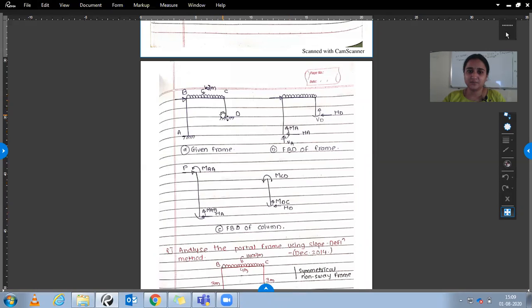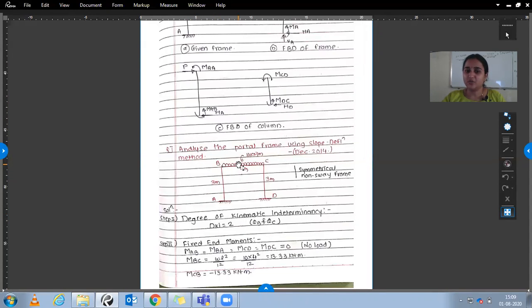So these are some frames with different heights of column. The same concept is there: we are going to release that frame, separate each member of the frame, and then apply the moments which are there at the joints. We'll start with an actual numerical, which will give a clear view of how the analysis of portal frames is done.